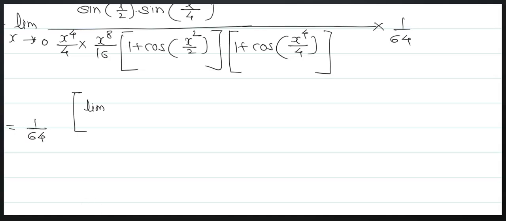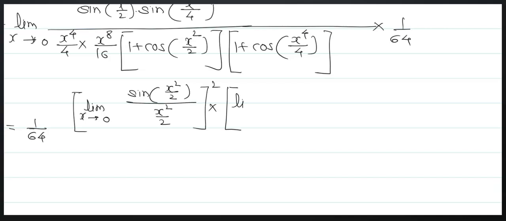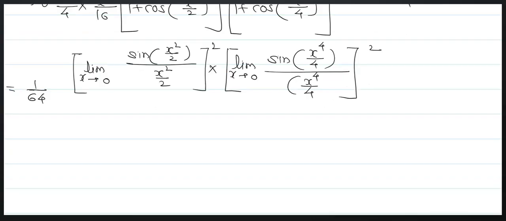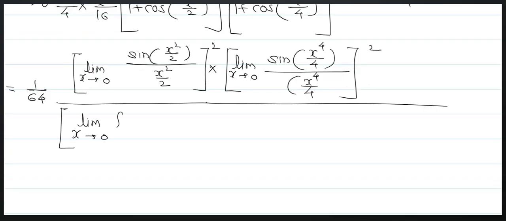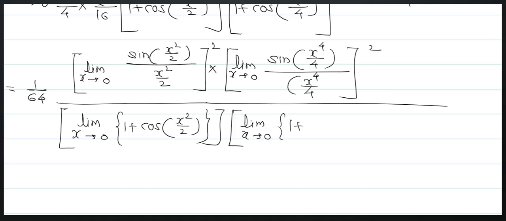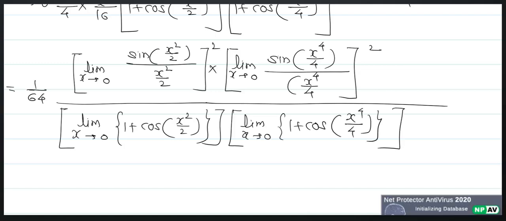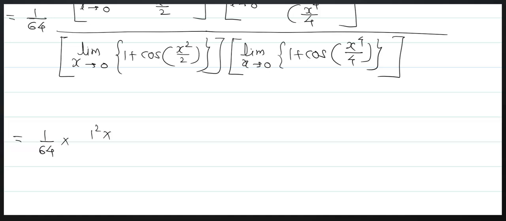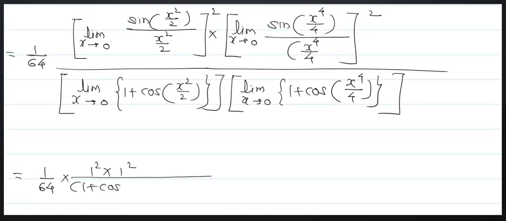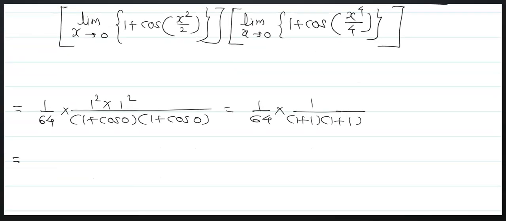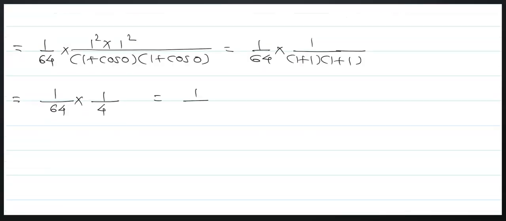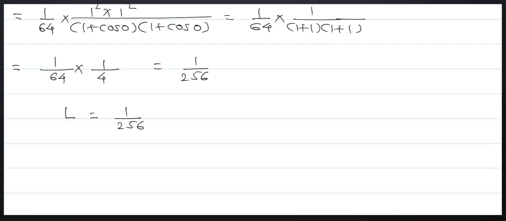Therefore, the limit is 1/64, limit as x tends to 0 of [sin(x²/2) upon x²/2] whole square, into limit as x tends to 0 of [sin(x⁴/4) upon x⁴/4] whole square, and the limit as x tends to 0 of 1 plus cos(x²/2), and 1 plus cos(x⁴/4). And 1/64 into 1 square, 1 square, into (1 plus 1) into (1 plus 1), that is 1/64 upon 4, that is 1/256.